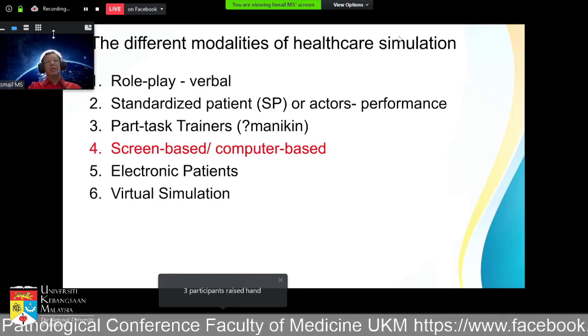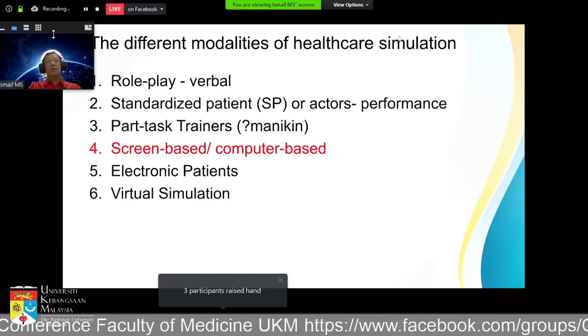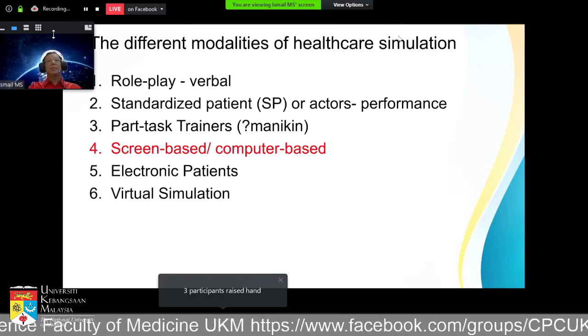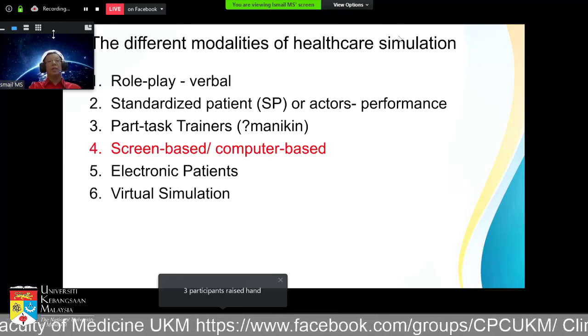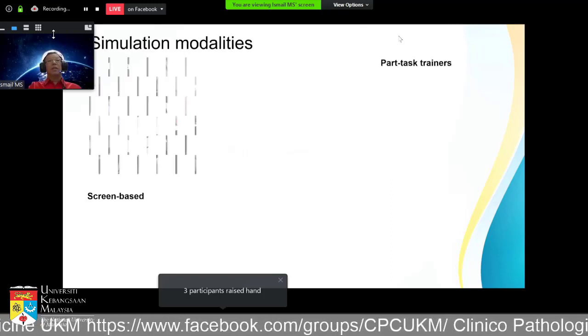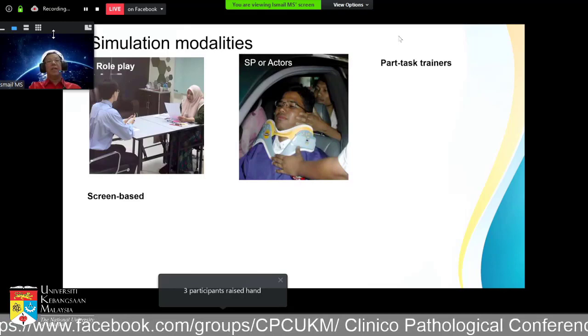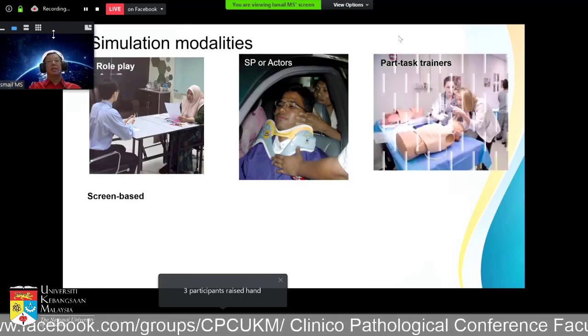Last but not least is the virtual simulation. This is also another modality of simulation, but you use VR or even AR, virtual reality or augmented reality. Sorry. So these are some examples. Role play. Okay, SPs. You can have SPs or even actors.